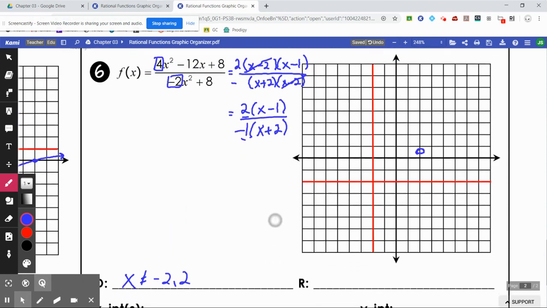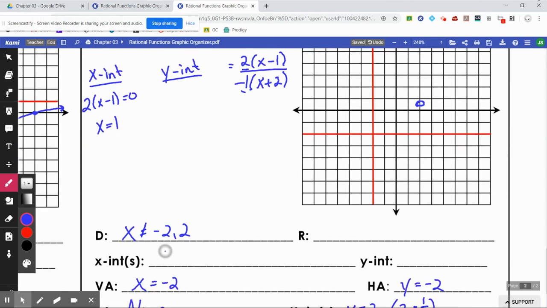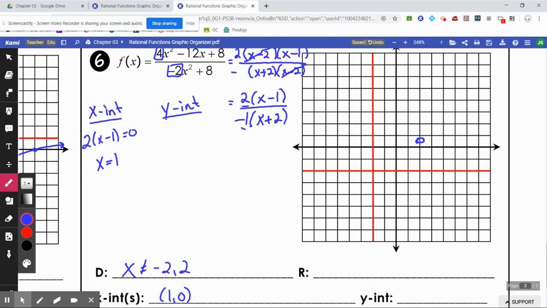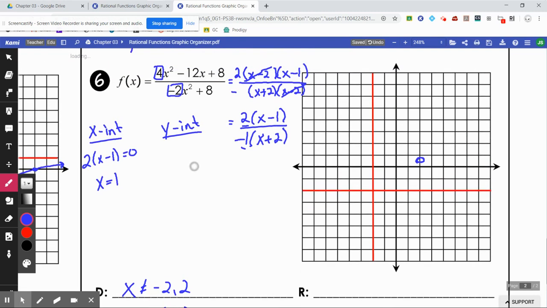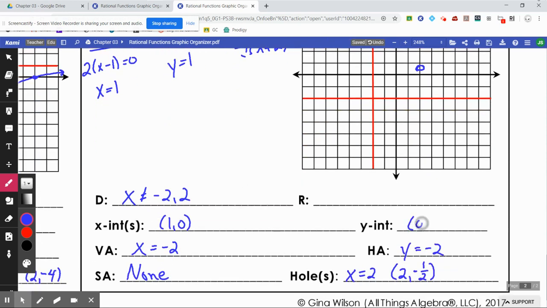Okay, next up, let's find our x and y intercepts. And again, to find the x-intercept, you will set the function, or at least the top of it, equal to 0. When you solve that, you'll get that x equals 1. There's your x-intercept, so that would be 1, 0. And your y-intercept you find by putting a 0 in for all the x's, and you can just do that here if you would like. That leaves you with 8 over 8, so you have a y-intercept of positive 1. So that would be at 0, 1.